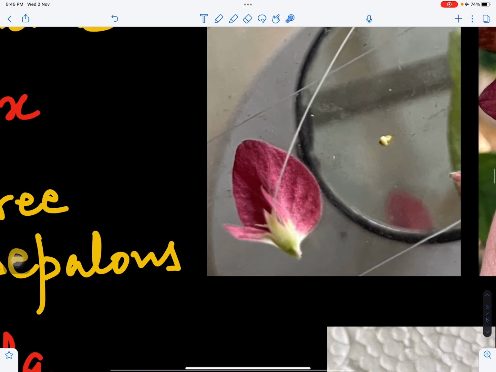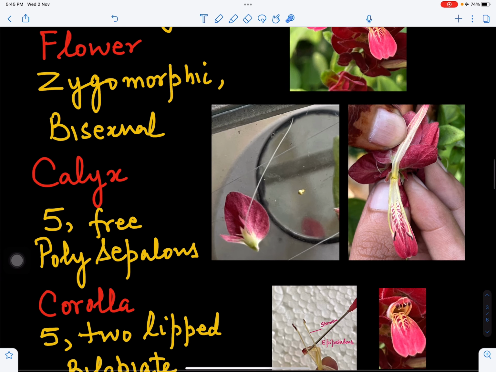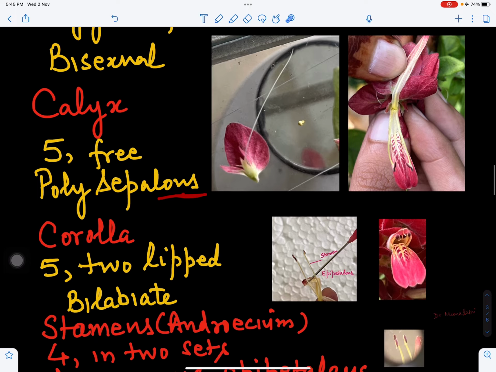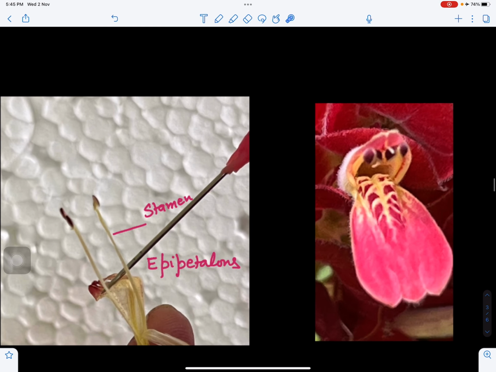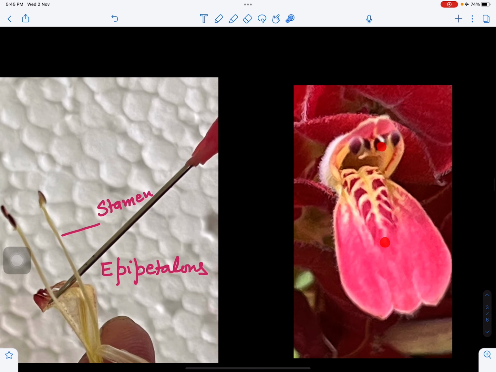Now if we dissect the flower and see, this part is called calyx, which is the outermost whorl, light green in color. So the number of calyx is 5 and they are free, they are not fused with each other. So condition is polysepalous. Now if we see its corolla, it has two lips. We can see here, this is its corolla. And it has two lips, one lip is here and second lip is here, and the total number of petals is 5 and they are fused in two groups forming two lips.